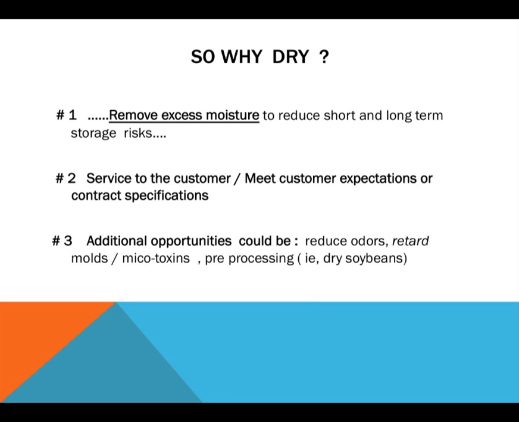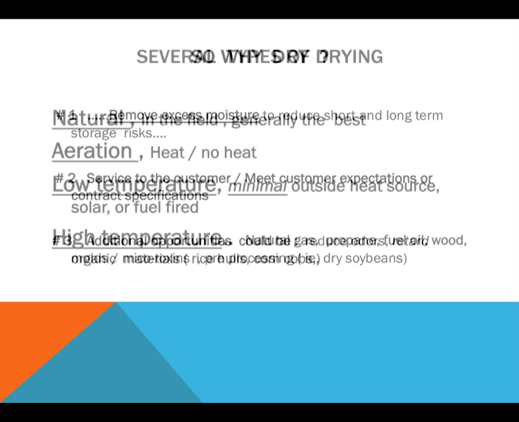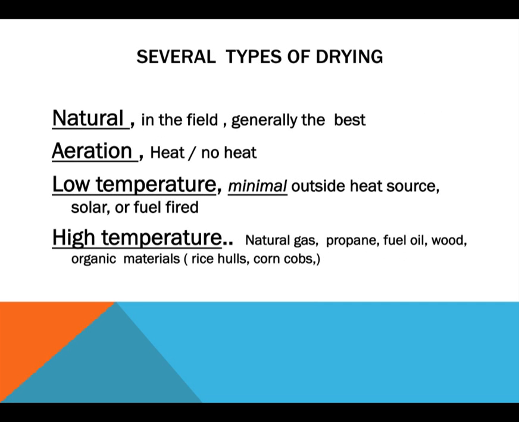And other opportunities could be reduce odors, right? Retard molds and mycotoxins. I kind of italicized retard, not reduce or get rid of. And of course, if you're operating a processing plant for soybeans or something, you might be drying the beans quick to shock them so you can get the hulls off and so forth.